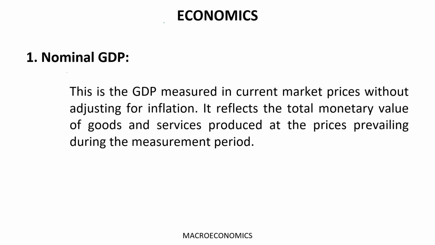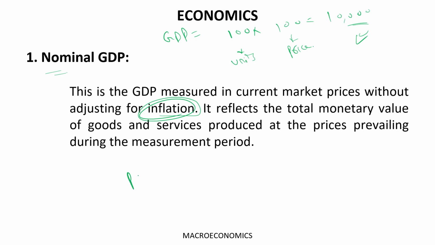Basically, if we go back to the previous formula, 100 into 100 is equal to 10,000. That was the total value of GDP, in which 100 units were the production and this was the price. But nominal GDP only measures the final monetary value, whether there is inflation or not. What do we mean by inflation? We will learn about it in the upcoming lectures. Till then, just remember that during inflation, the prices are getting high.